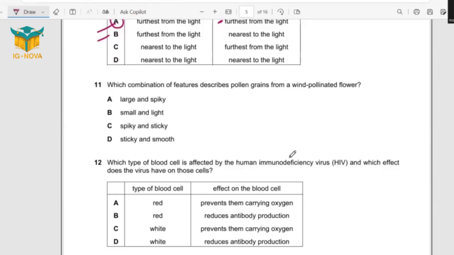Which combination of features describes a pollen grain from a wind-pollinated flower? Not spiky, not sticky. So B.